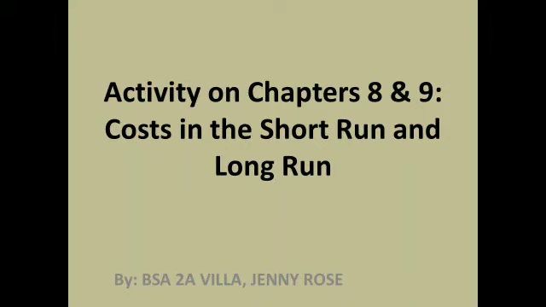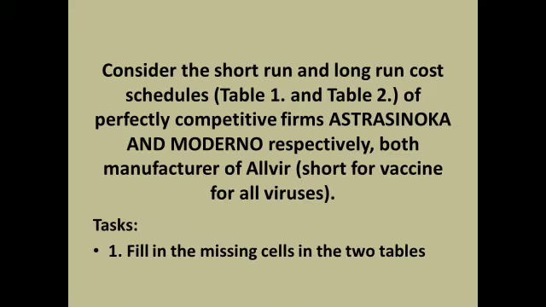Activity on chapters 8 and 9, costs in the short run and long run. Consider the short run and long run cost schedules, Table 1 and Table 2, of perfectly competitive firms AstraZeneca and Moderna, respectively, both manufacturers of Albir, short for vaccine for all viruses. So task number 1 is to fill in the missing cells in the two tables.